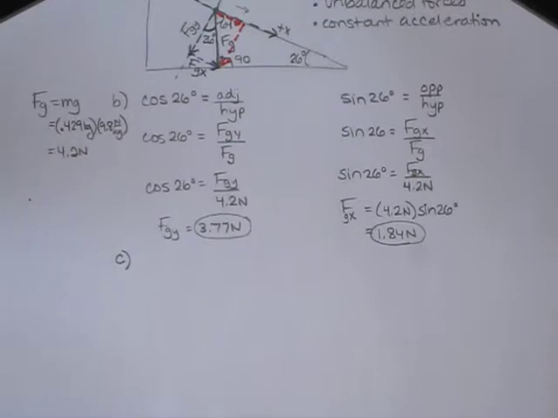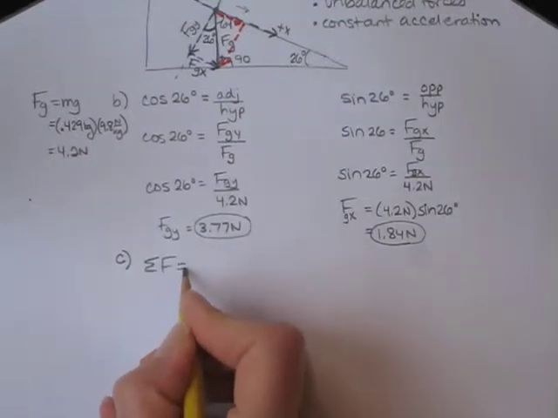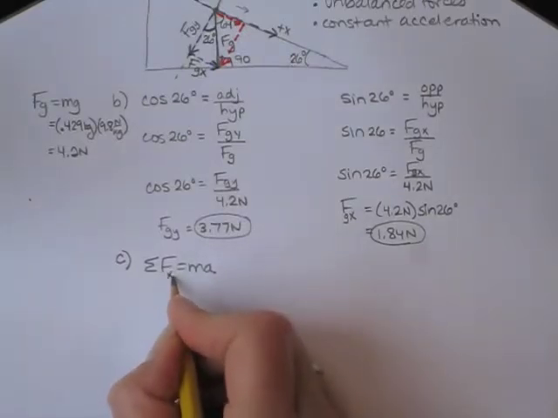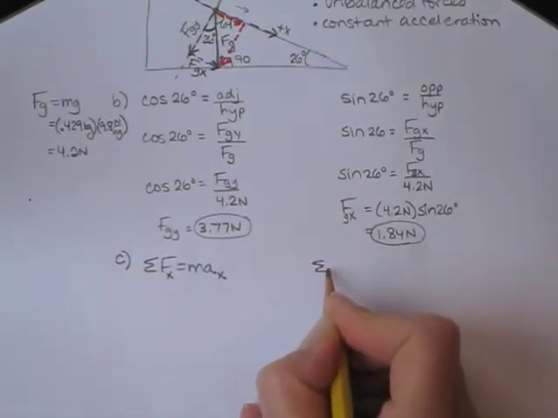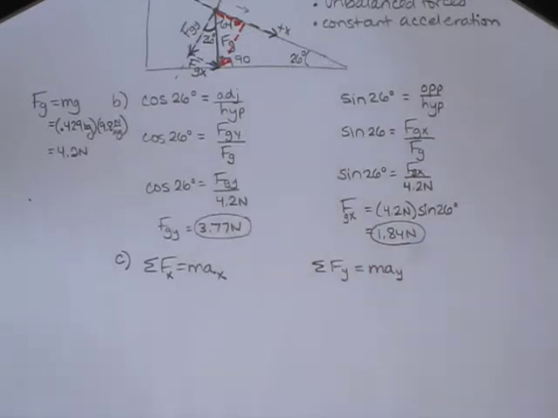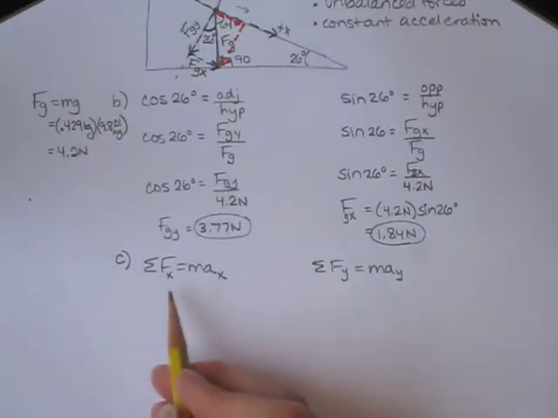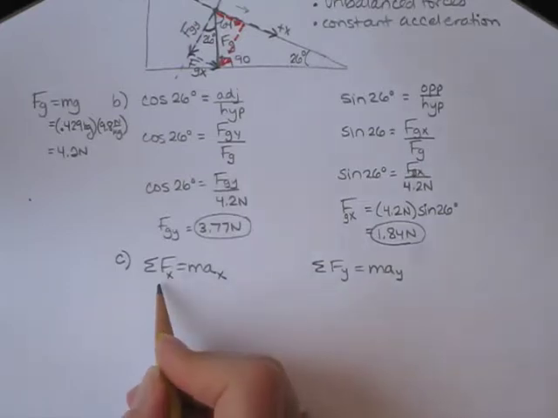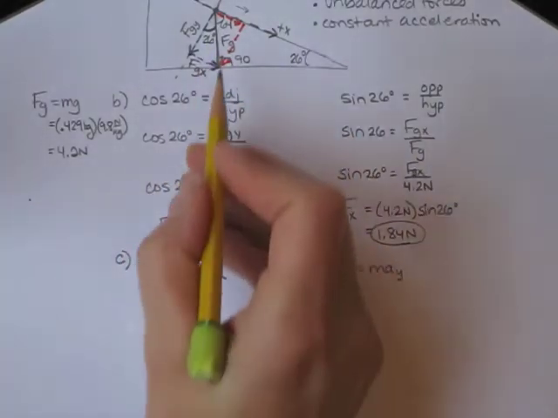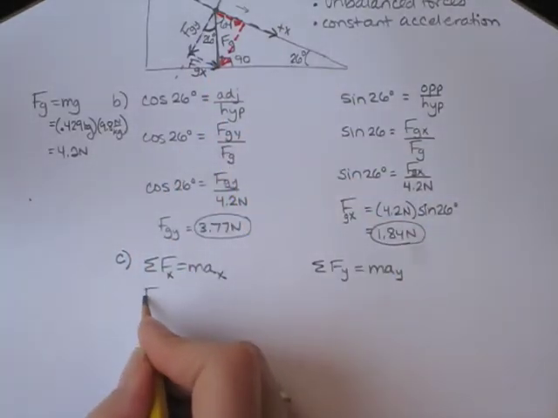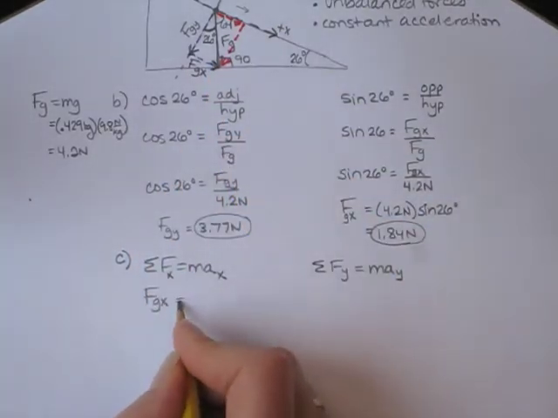Part C, set up the sum of the forces equals MA equation for the x and y directions. So sum of the x forces and sum of the y forces. And at this point, you don't even need to know what you're looking for, because together these equations will enable you to find all of the forces if you were given enough information. So the sum of the x forces, I only have one x force. It's this x component of gravity. So that's FGX, and that's in the positive direction.